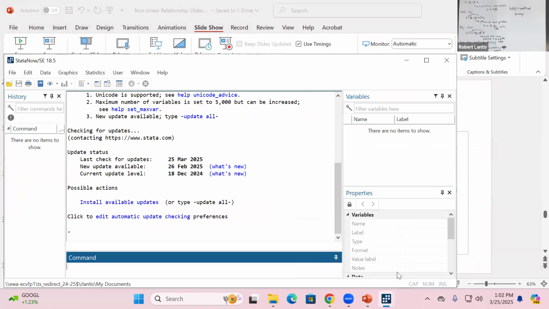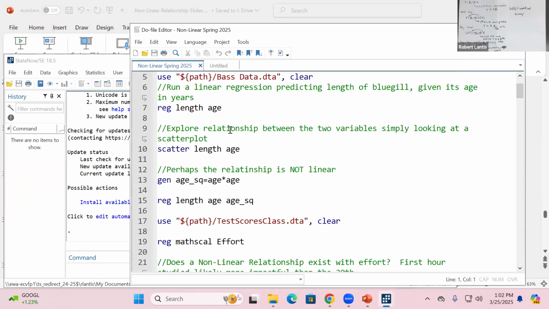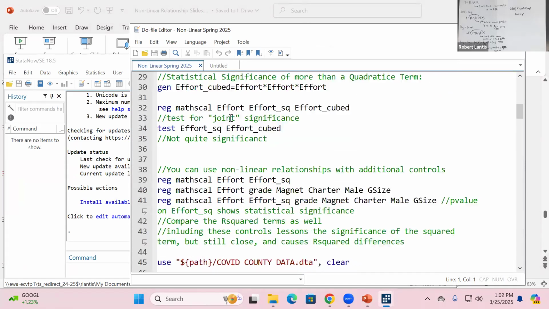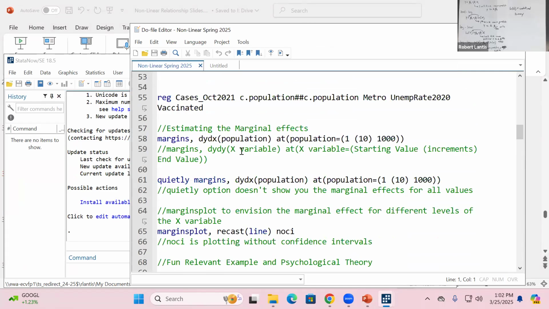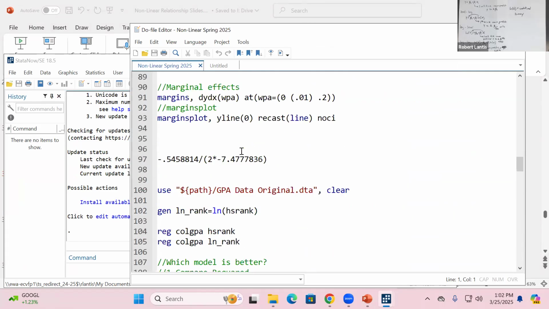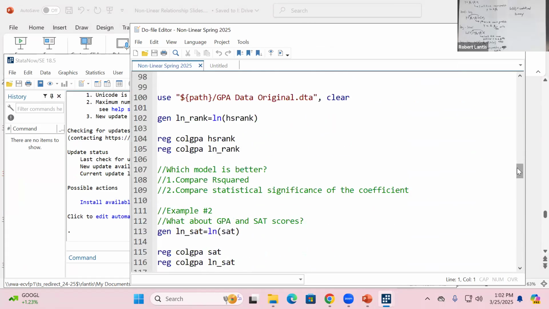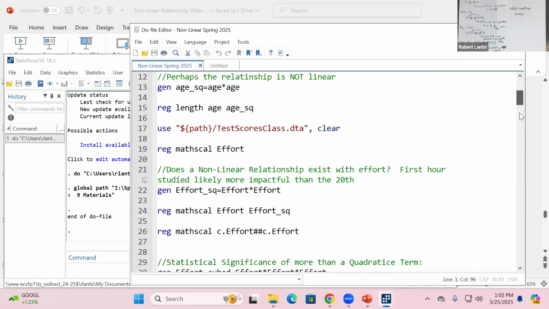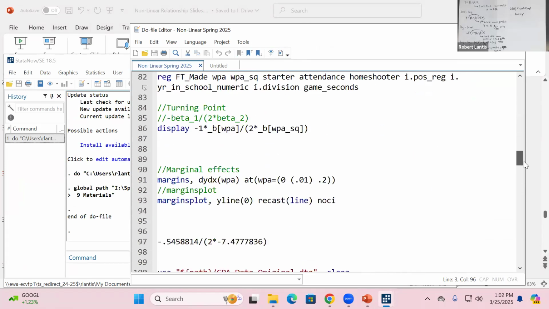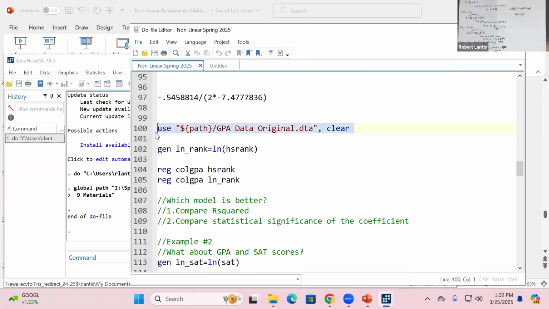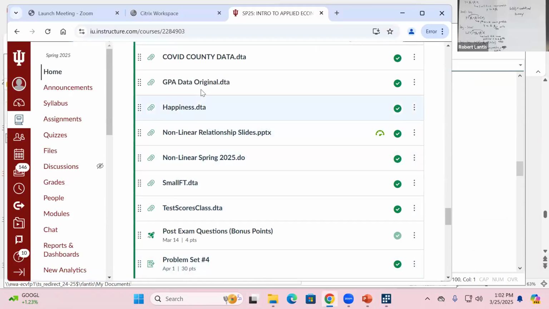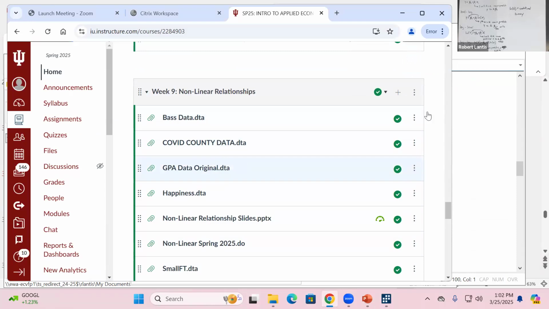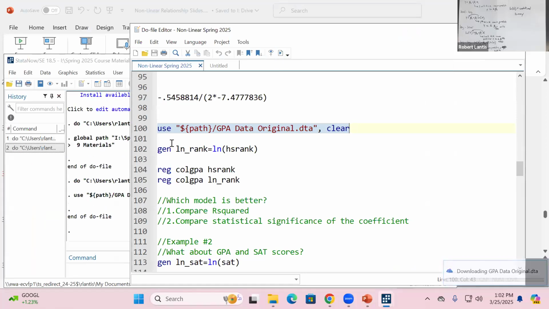So let's go to this data file. Oh, test scores. We don't want this. COVID County data, small free throws, GPA, right? So I've got my global path. Hopefully I've updated it correctly. I'm going to go down here. This is one of the files I gave you, which was GPA data original. Let's make sure we can find that. That's in that week 9 category, right? Oh, go away. There we go. So I'm going to open that up.